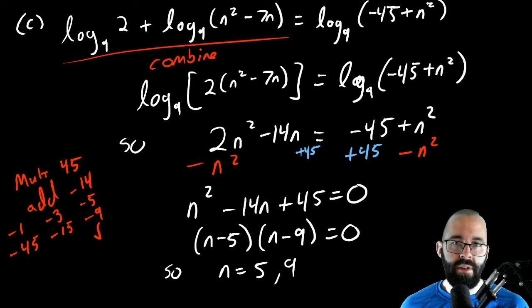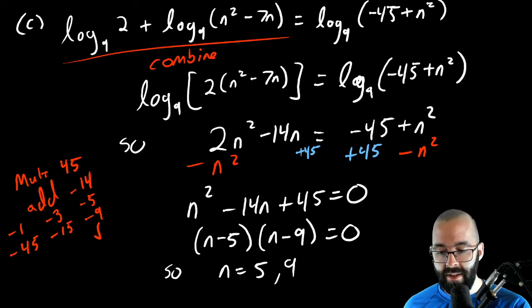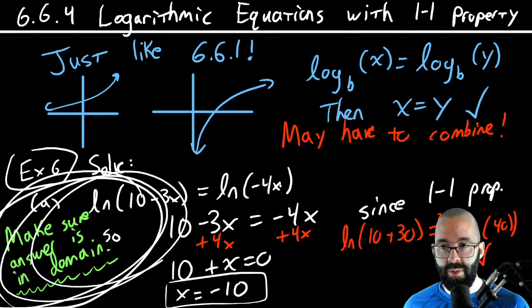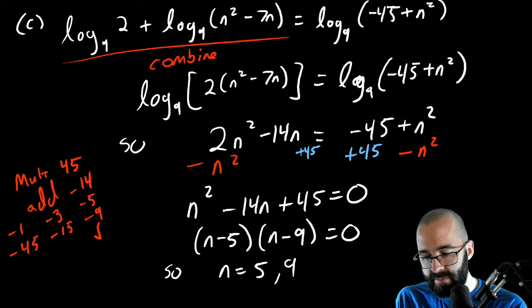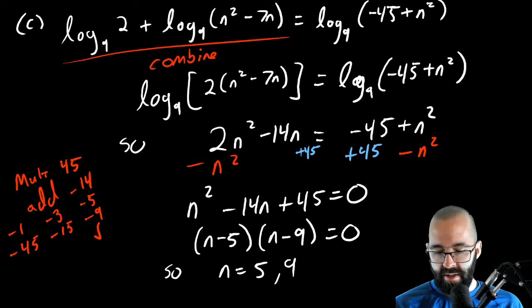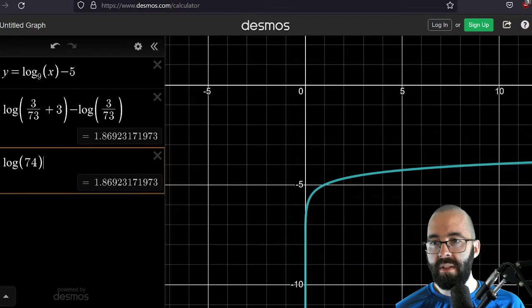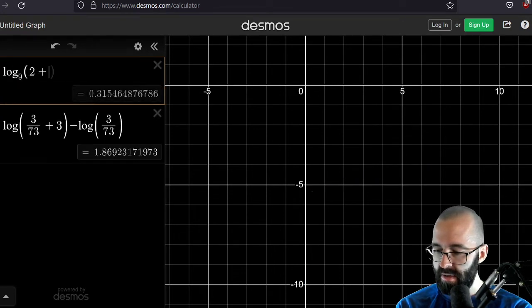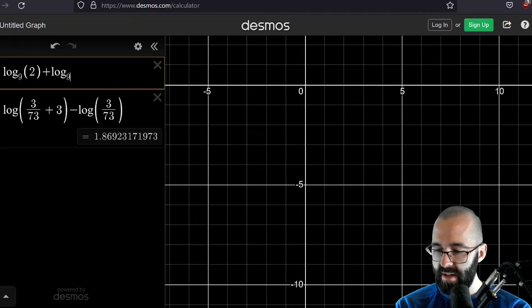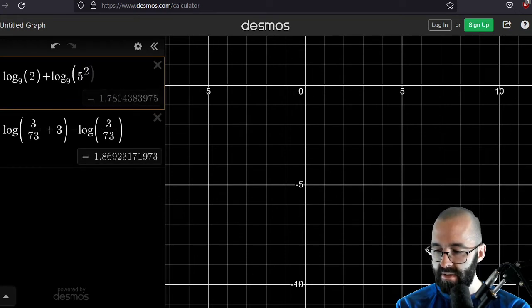We just have to make sure that both of these are in the domain and we'll be good to go. Do not box your answer here. This is important. Make sure they're in the domain. Let's check our answers. Let's plug in 5 and see what happens. Let's look at the left-hand side if we plug in 5. Left-hand side says log base 9 of 2 plus log base 9 of 5 squared minus 7 times 5.